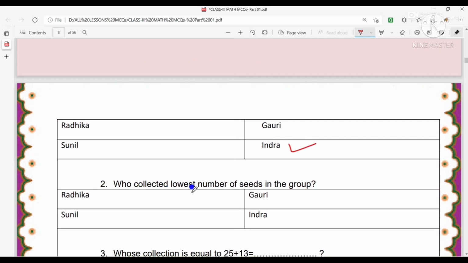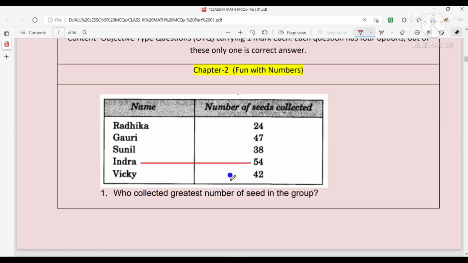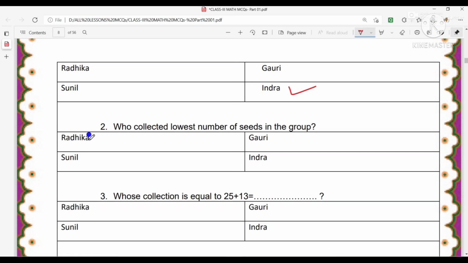Next, who collected the lowest number of seeds? The lowest number of seeds was collected by Radhika, that is 24. So the answer will be Radhika. Radhika collected the lowest number of seeds in the group.